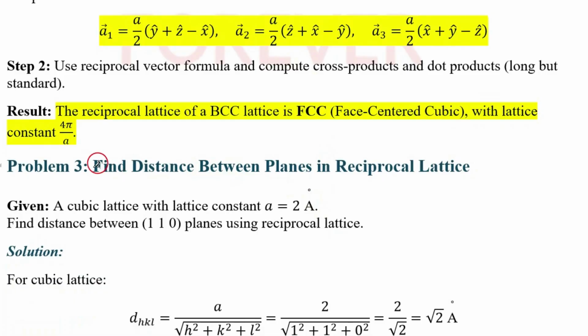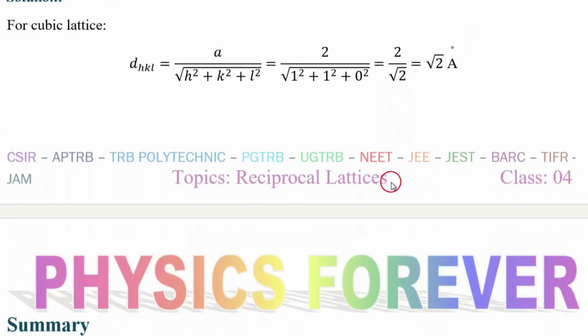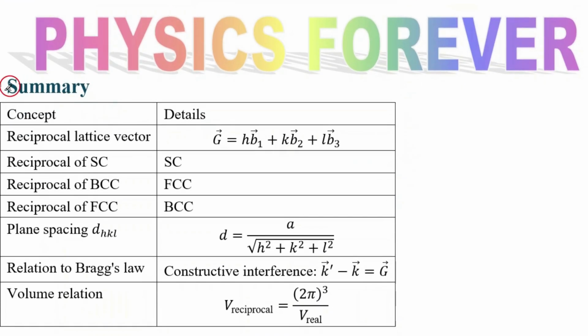ஓகே, similarly then find the distance between the planes in reciprocal lattice. Just these are all the easier ones, then just plane கொடுத்துட்டு போகிறாங்க, then we have to substitute in that formula, then we get the answer. So this is the most important summary of this reciprocal lattice. Then reciprocal lattice vector, this is the most important. Then reciprocal of simple cubic, the reciprocal of BCC is FCC, reciprocal of FCC is BCC. This should be a formula, we know that.